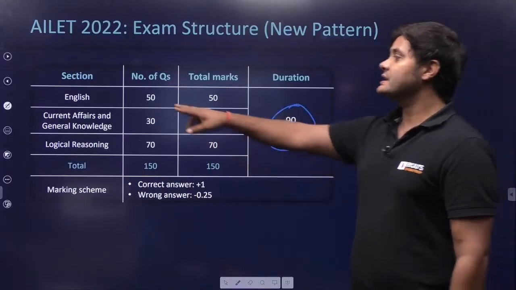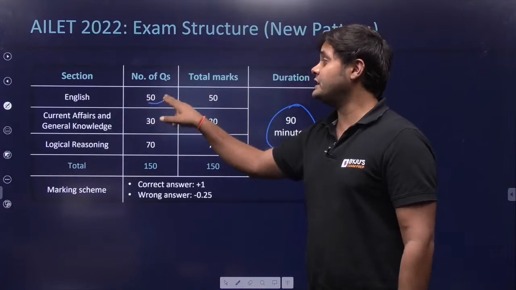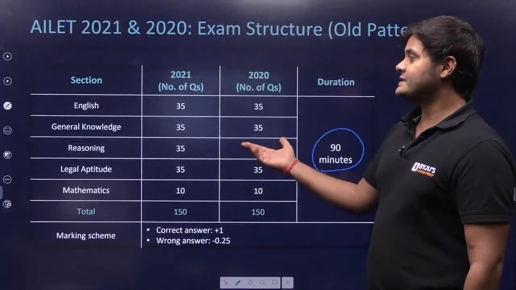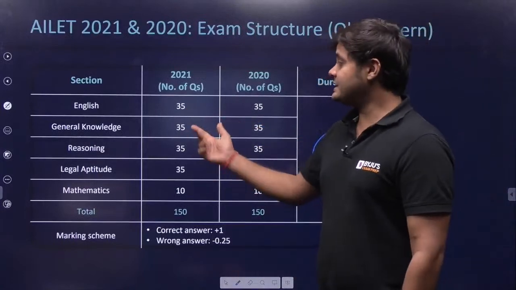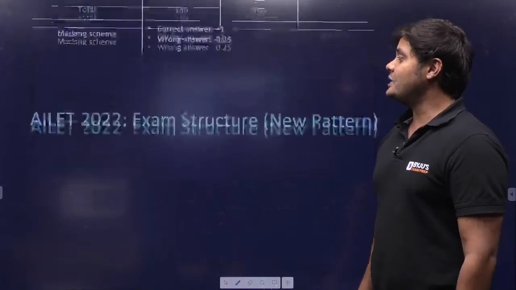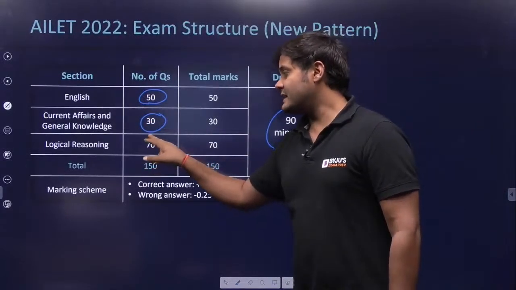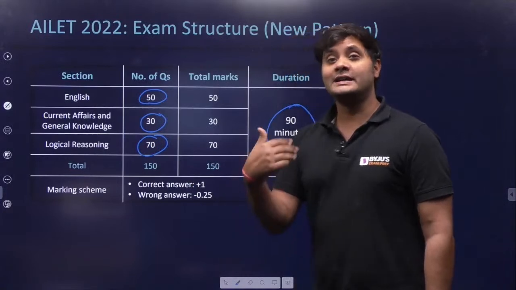The difference is, you can see English is now of 50 questions. Earlier English was 35, GK 35, and now it is in the new structure. General awareness is of 30 marks, and then 70 marks comprises logical reasoning, right?